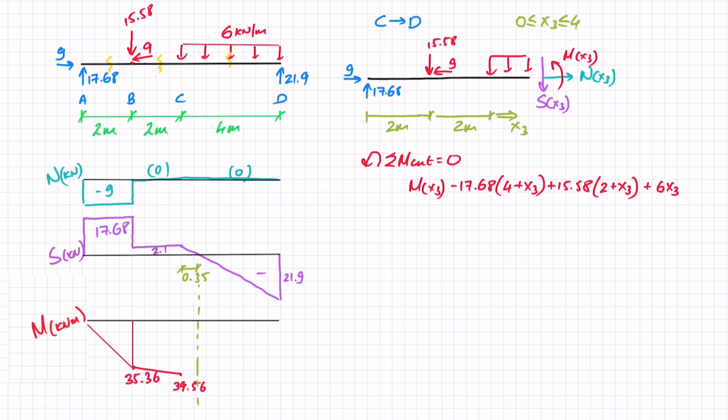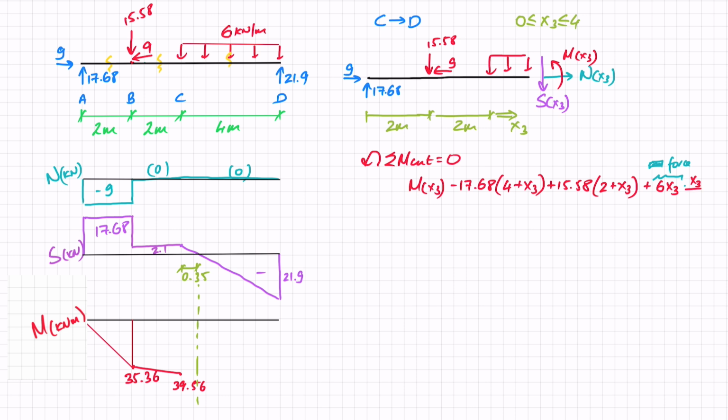That is the area, right? So that gives me the force, okay, the area, which is the force. And then the distance for that is going to be x3 divided by 2, right? So it's always going to be this from the center of that rectangle until the cut, and that equals 0. I can isolate the moment and write this out as minus 3x3 squared. So I can see this is parabolic, plus 2.1 x3 plus 39.56.